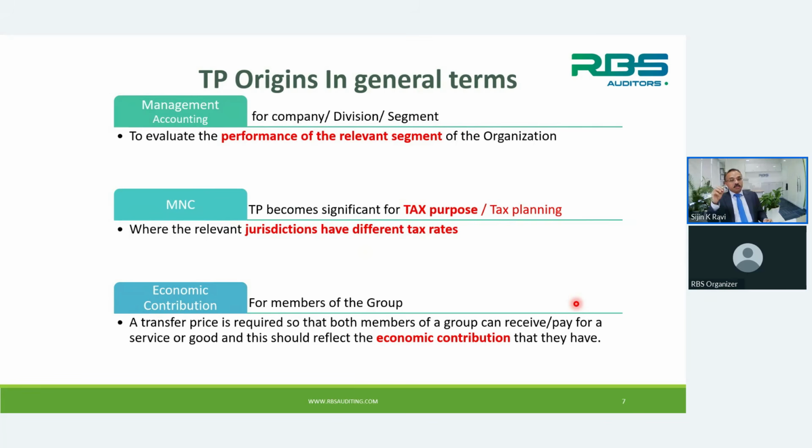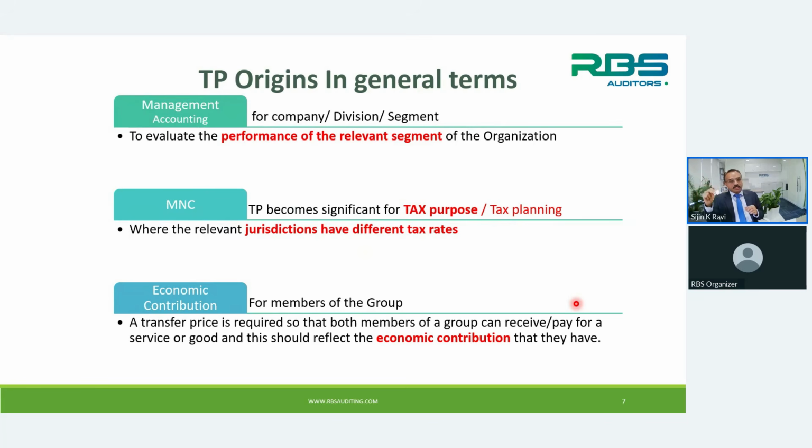Transfer pricing means the price between related parties. You have to adjust whatever transaction price is charged to a related party and compare it with the price charged to unrelated parties. So for management accounting, in general terms, it is just to evaluate the performance of the relevant segment. If you go to the MNC side, multinational companies having different locations and different companies, for that purpose they will think about tax planning.